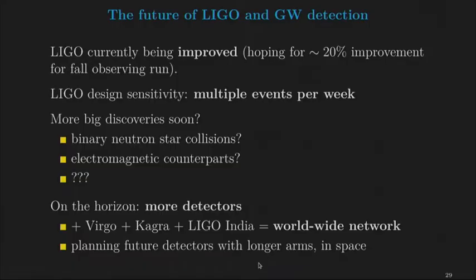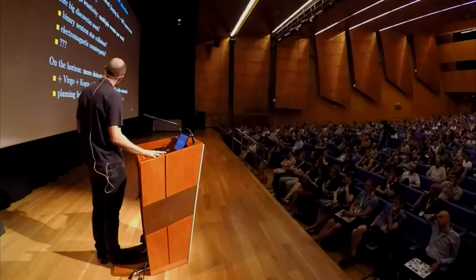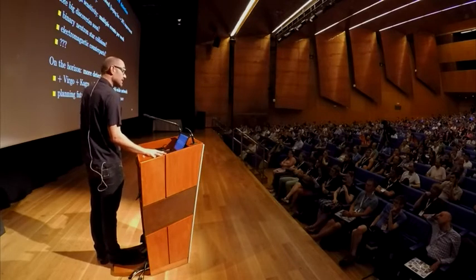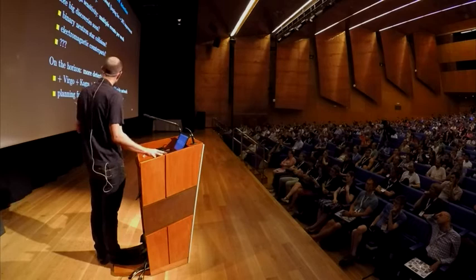But if we get to that ultimate design sensitivity, we'll see multiple events a week, we hope. So more big discoveries soon. We hope to see binary neutron stars colliding. Black holes are just these mathematical general relativity objects, but neutron stars have structure, and so if we see those smashing together, we can learn lots of interesting things. Those might produce electromagnetic waves that we could detect with telescopes, which is very interesting.